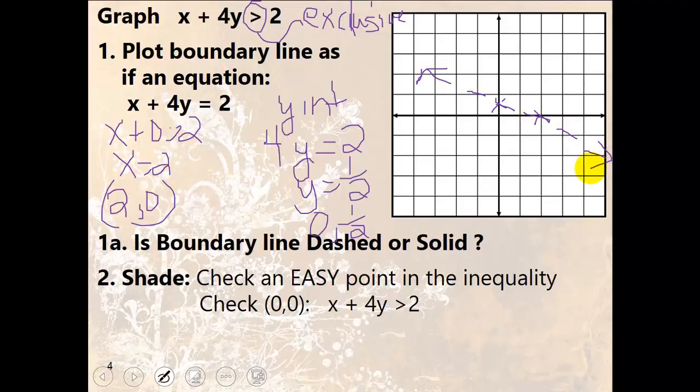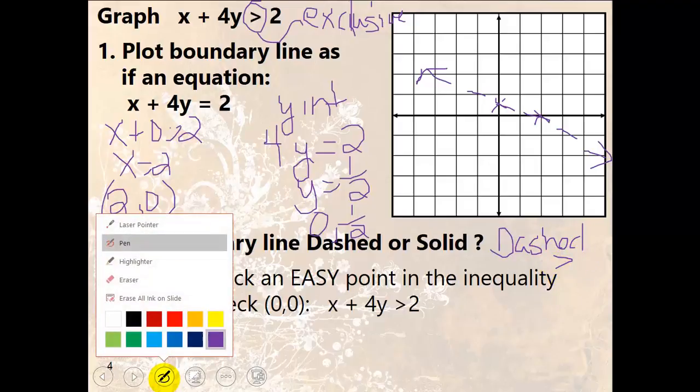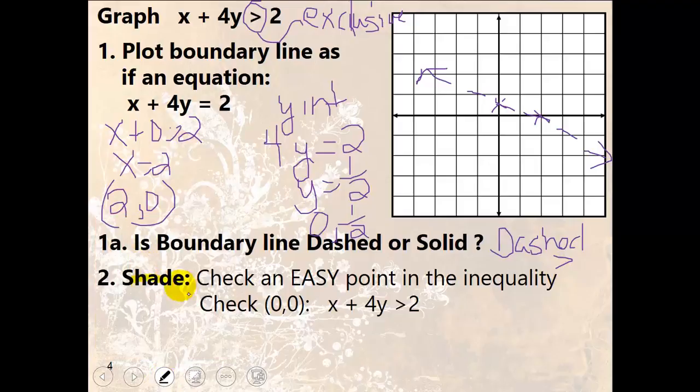Okay, so now this line is dashed because it was a greater than symbol without the equal component. Now I have to check how to shade. How am I going to shade it?